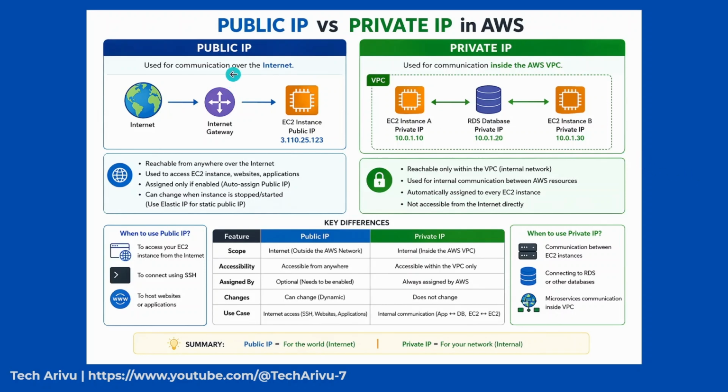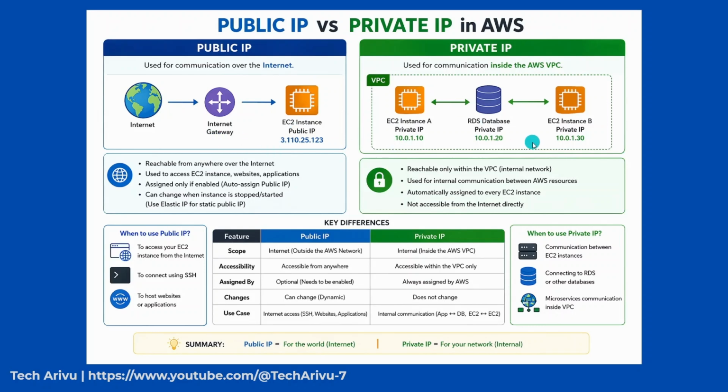Let's start with the public IP. A public IP address is used for communication over the internet. For example, if you want to open your EC2 instance in a browser or connect using SSH from your laptop, you use the public IP. This IP is accessible from anywhere on the internet. But one important thing, public IP can change when you stop and start your instance. So remember, public IP equals internet access.